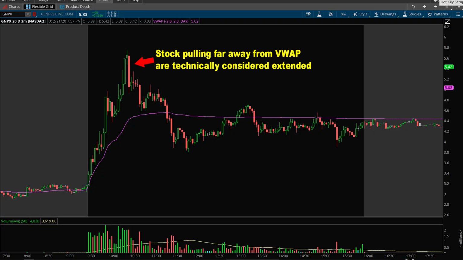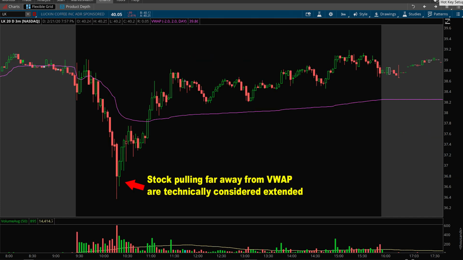Because VWAP is an extremely general strength indicator, how every trader uses it in trading is gonna be slightly different. And how hard and how far away the stock pulls away from the VWAP could mean a potential extension. We'll talk more about VWAP trap and extension later on.